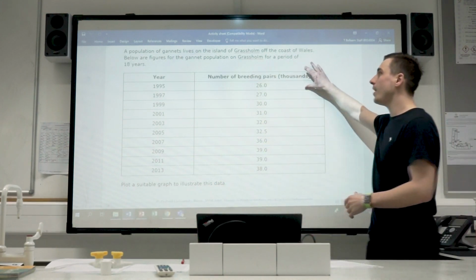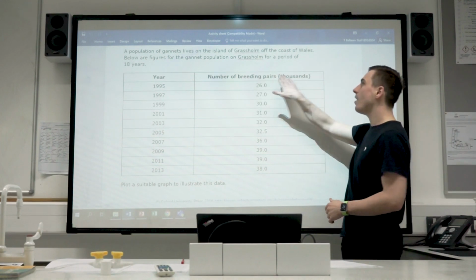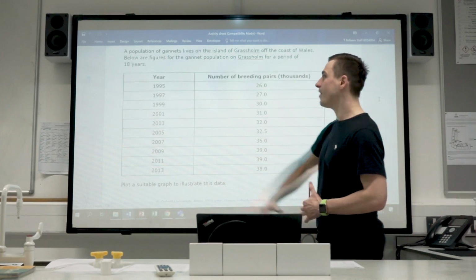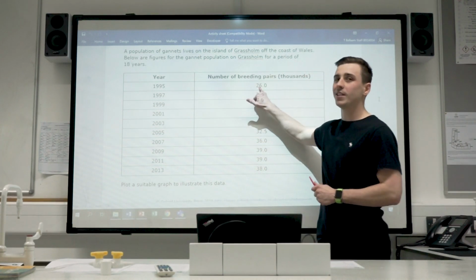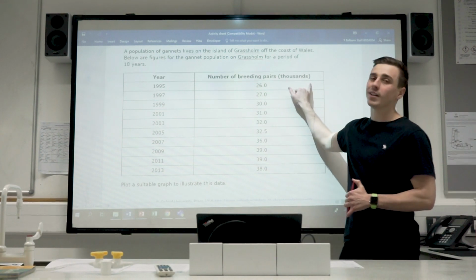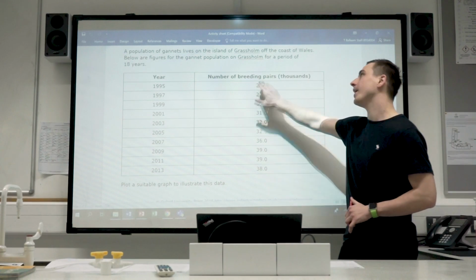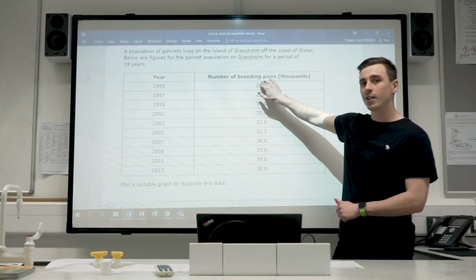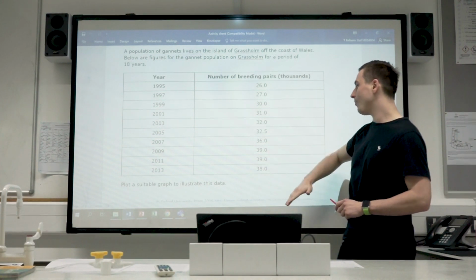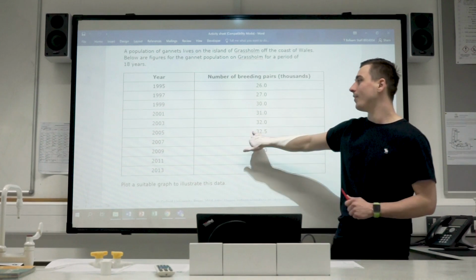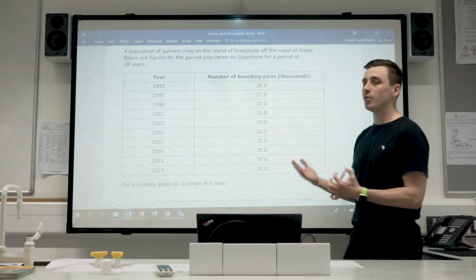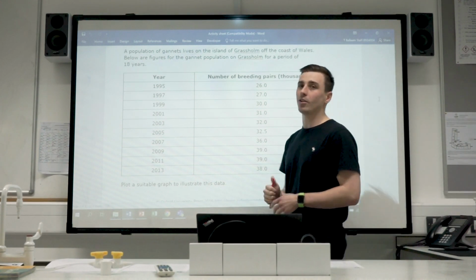On the right hand side column we've got the number of breeding pairs, and then in brackets we've got thousands. So for example, we're saying there that in 1995 there were not just 26 pairs of gannets, it is in thousands. You've got to make sure that you look at the units, look at the title of the column, and it is in the thousands. So that would be 26,000. Likewise in 97 it would be 27,000, and so on and so forth. The only one slightly different is 2005. If you look at that value you've got 32.5, so that would be 32,500 breeding pairs of gannets.